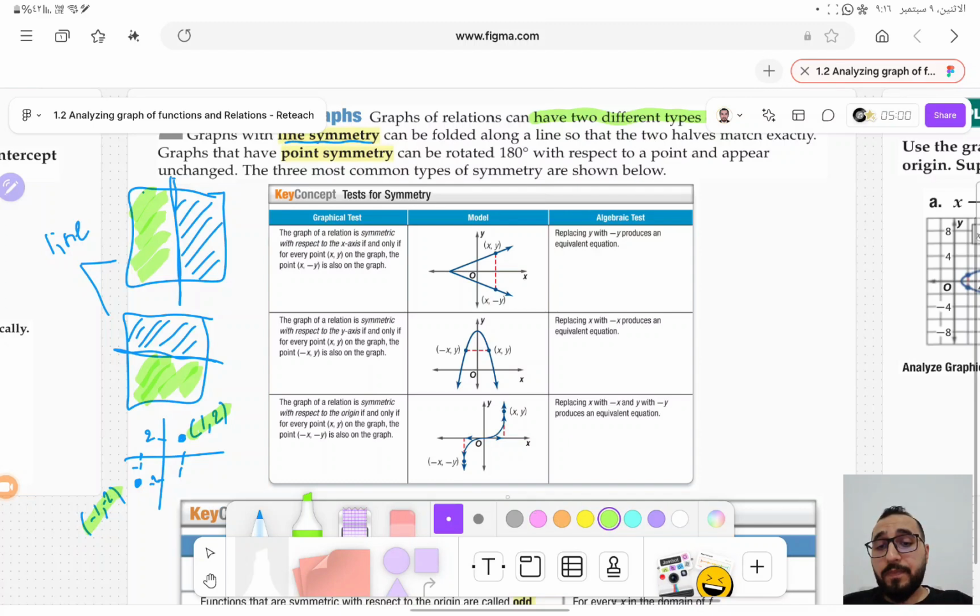So as you can see, the first point, 1 and 2, is positive. Point symmetry has the same values but with different signs. It was 1 and 2, so the point symmetry should be -1 and -2. So this is point symmetry.